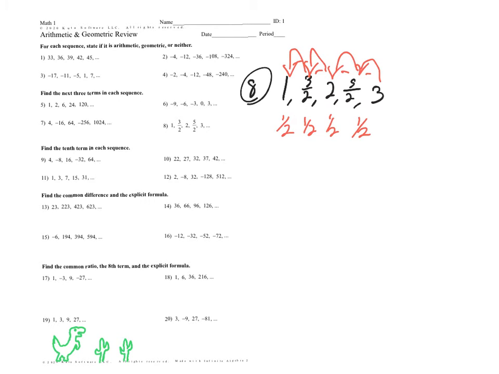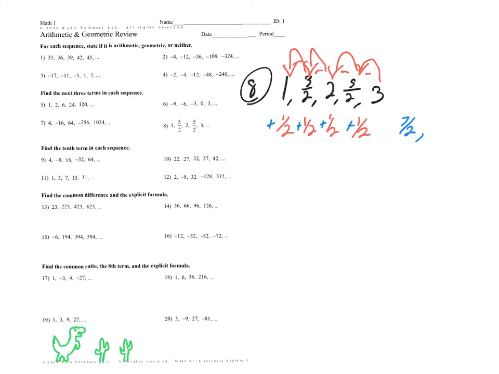This means each time, since it passed the subtraction test, we get the same number each time, that we're adding 1 half to the number before. This means it is arithmetic. It doesn't matter whether it's arithmetic or geometric, except we need that to be able to continue to move on with the pattern. So what I'm going to do is take 3 and add 1 half, and I'm going to get 7 halves.